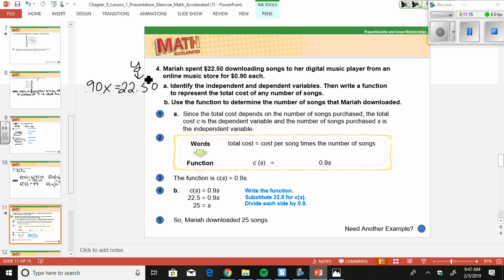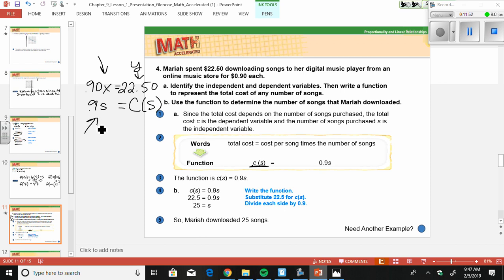So let's see. The total cost depends on the total number of songs purchased, which is what we talked about. So the way they wrote it is total cost is equal to 9/10 times s, which is what we've done here. I just had it specific to our problem. So you can do a cost of s is equal to 90 cents times s. So you can always go from the more concrete, exactly what we have here, and take it to the more general.